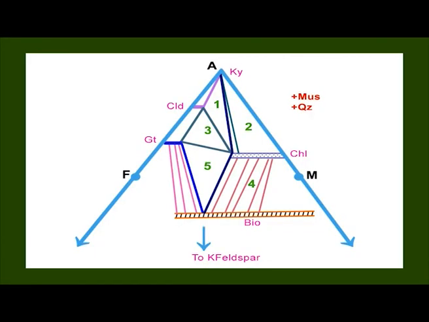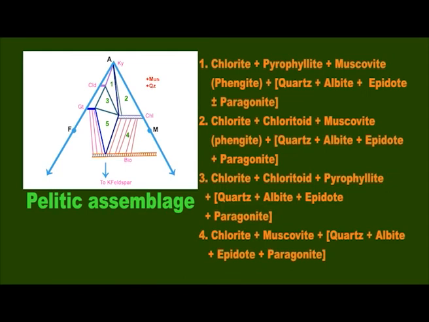Figure: AFM diagram of chlorite zone. The pelitic assemblages are: first, chlorite, pyrophyllite, muscovite, phengite variety plus quartz, albite, epidote plus or minus paragonite. Second, chlorite, chloritoid, muscovite, quartz, albite, epidote plus or minus paragonite. Third, chlorite, chloritoid, pyrophyllite with quartz, albite, epidote plus or minus paragonite. Fourth, chlorite, muscovite with quartz, albite, epidote, paragonite.